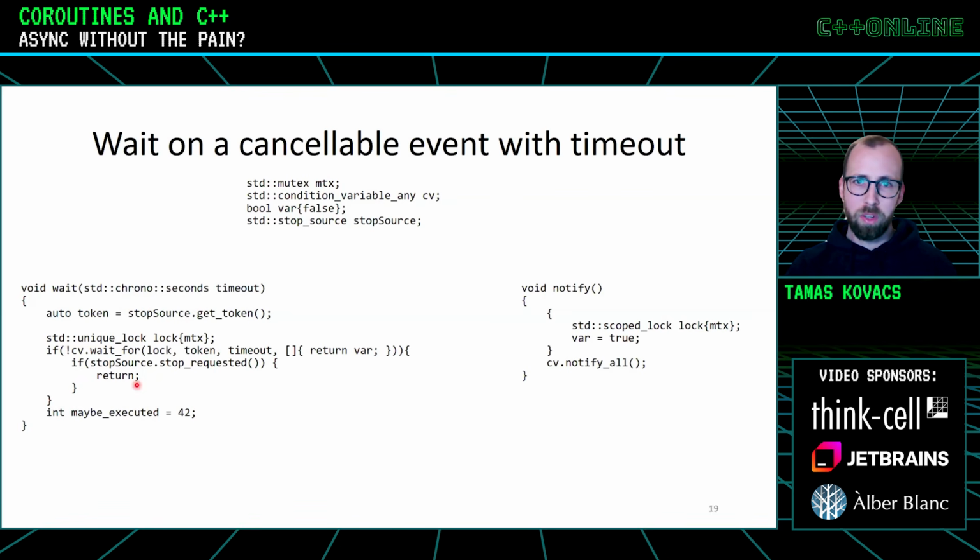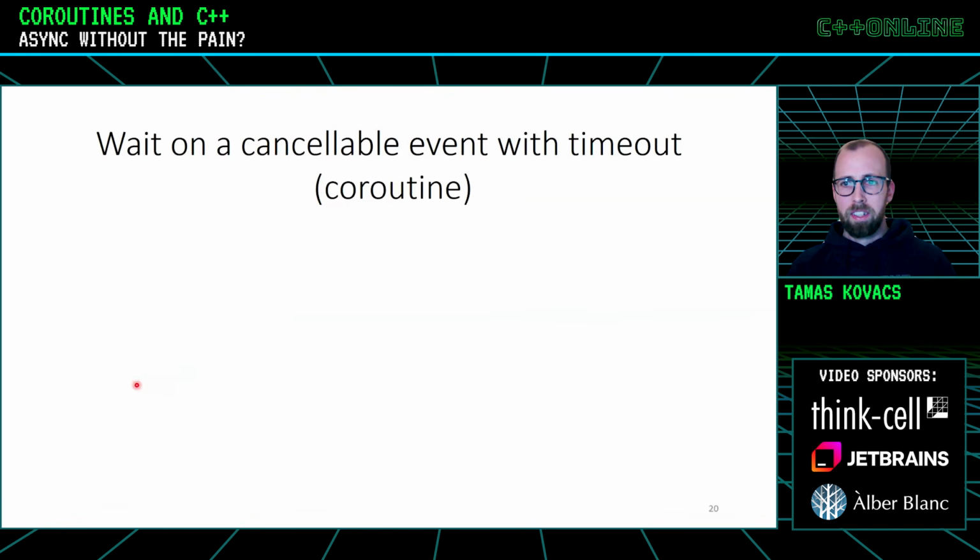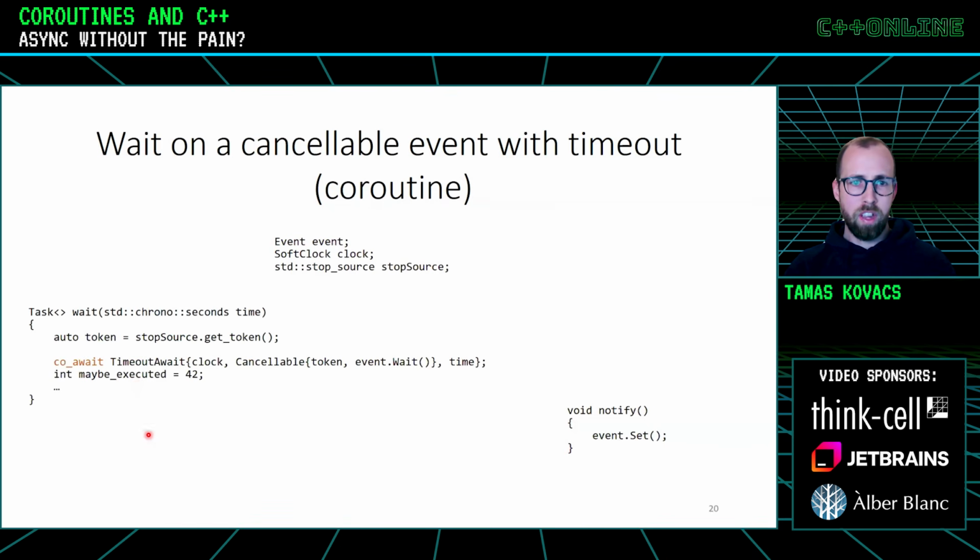But now let's take a look into the coroutine version. What we are trying to do is exactly the same thing. We have an event, we have now a clock, and we have the stop source. We have our notify, which is pretty simple still. And this is our wait coroutine. What we have here, we are waiting on an event with both a timeout and a cancellation.